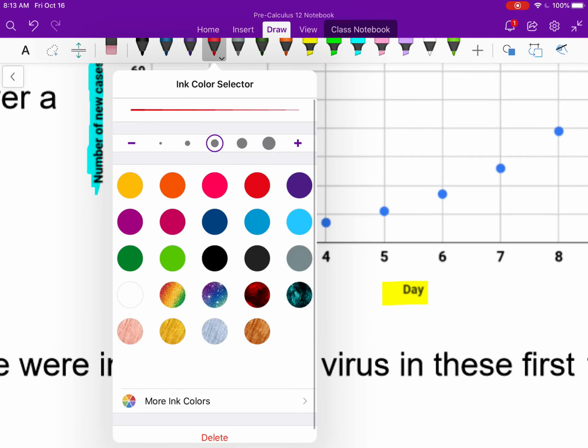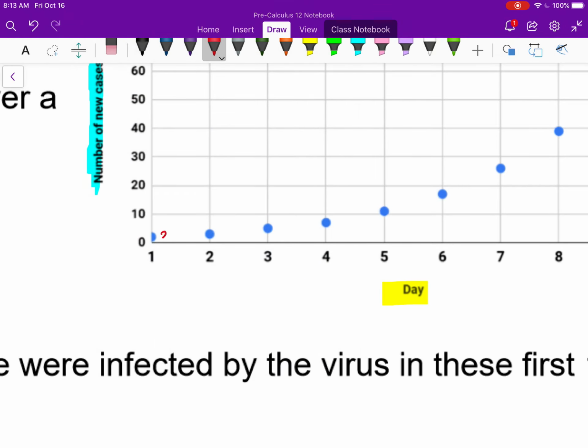Again, we have to do our best job estimating, but it looks like this is about 2 cases. This is not much more, I'll say 3. This looks pretty close to 5. This looks like 7 or 8. This looks a little bit more than 10, so I'll say 11. This looks like 17 or 18 or something.